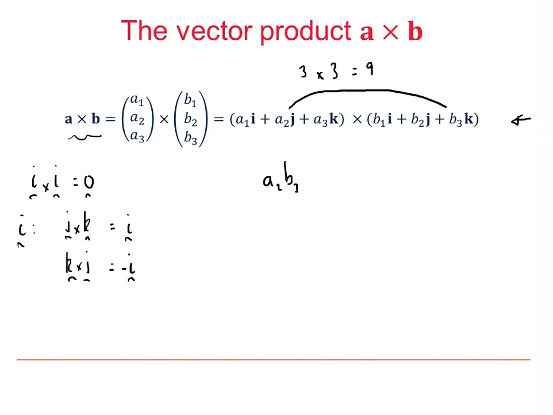Therefore we get a2 b3 in the i direction, and then we've got k and j giving us a3 b2, but that will be in minus, so we get a3 b2 in the negative i direction. So this is the total component for i. In other words, if we had a big vector it would be in the first row.